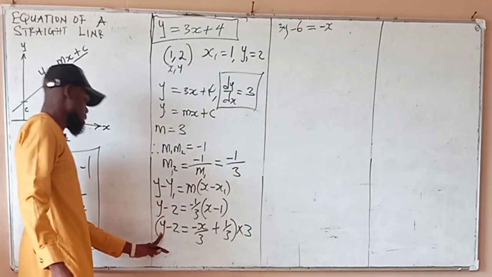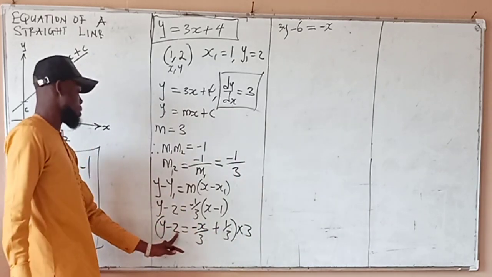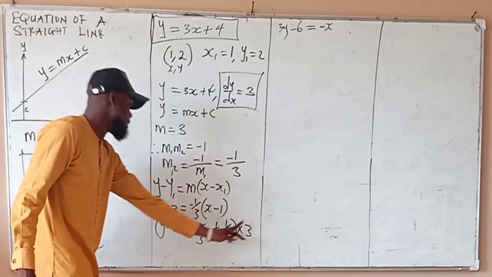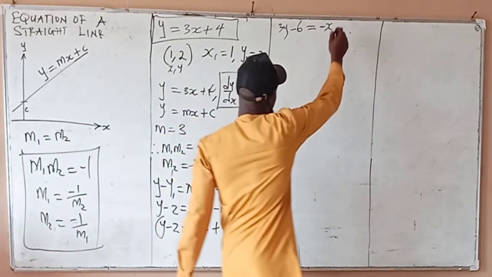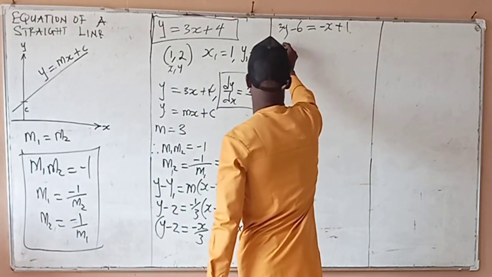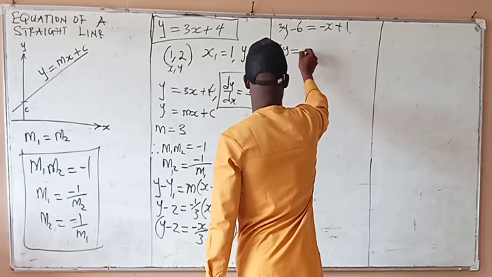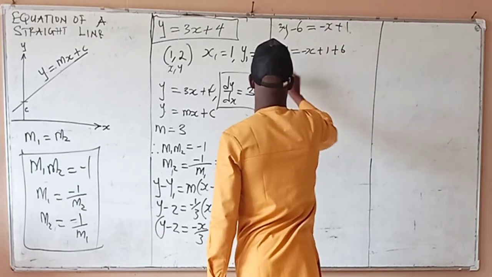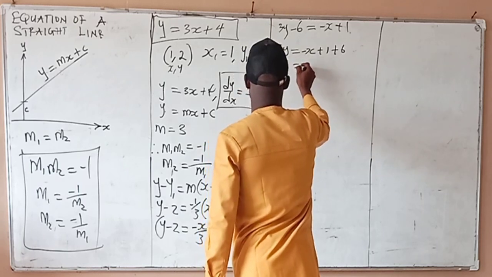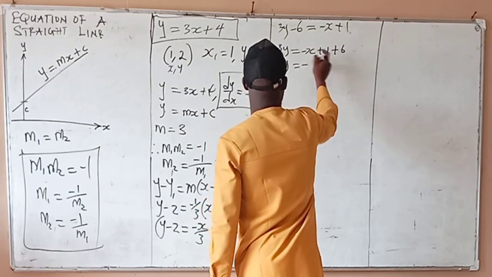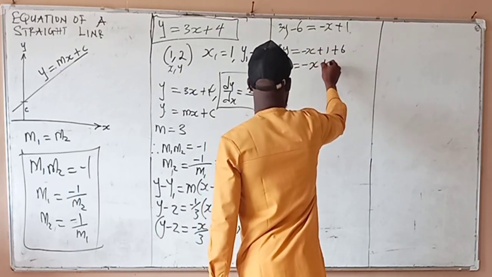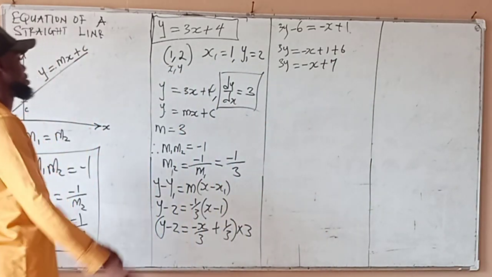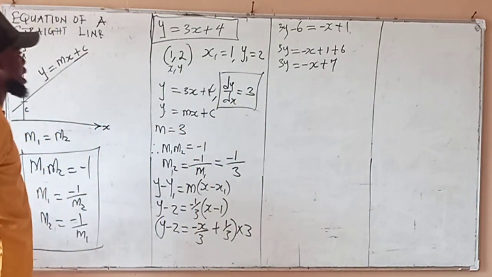So 3 times this, that will be 3y. 3 times 2, that will be 6. 3 times this one, 3 will cancel 3, that will be minus x. 3 times this, 3 will cancel 3, and then 1 will be left, plus 1. So I'm going to have 3y minus 6 equals minus x plus 1. If minus 6 is transferred, we have 1 plus 6. That will be 3y equals minus x plus 7.